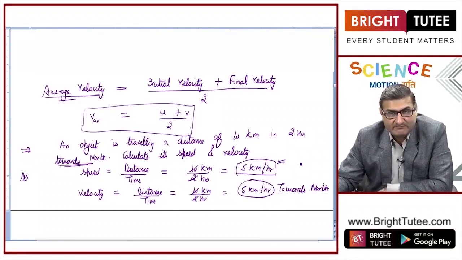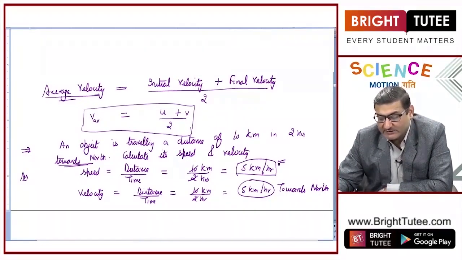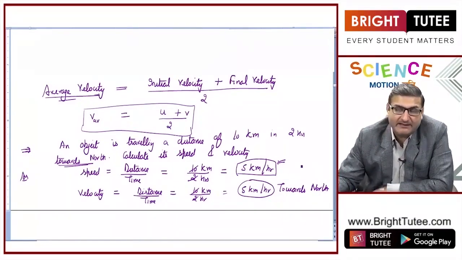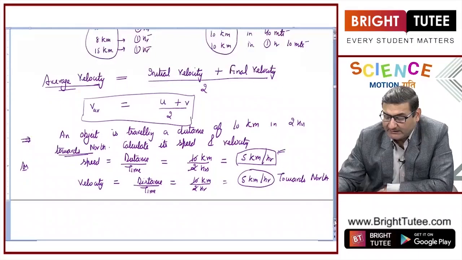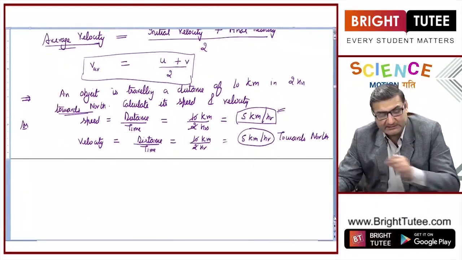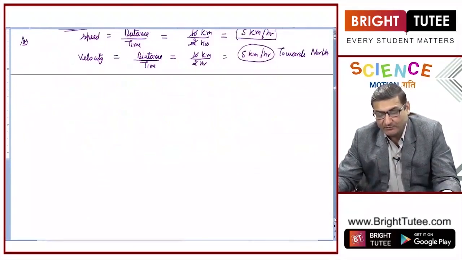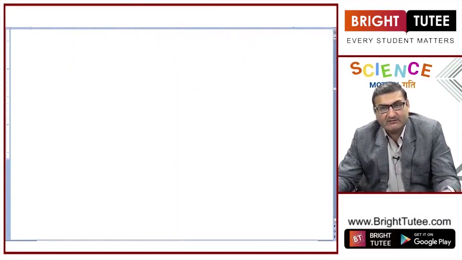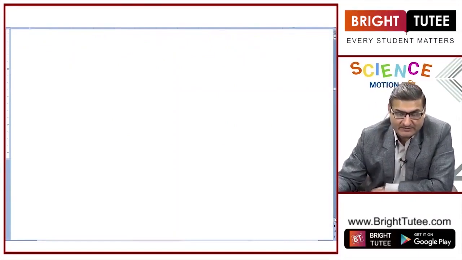Got it? Fine. So this is the relation and difference between speed and velocity. Fine. Now first of all, before doing the numericals based on this, we need to know the conversion of units, right?